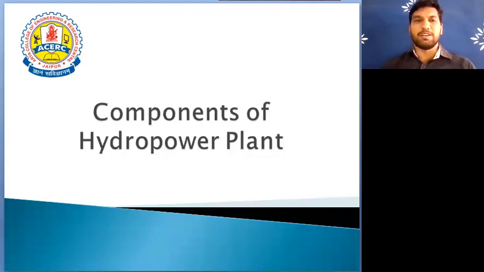Today we will discuss the major components of a hydropower plant. As we all know, a hydropower plant is a structure which is used to generate electricity with the help of water, where the water is conveyed from high head to low head with the help of a conduit, and the turbine is rotated, which is coupled with a shaft and generator.